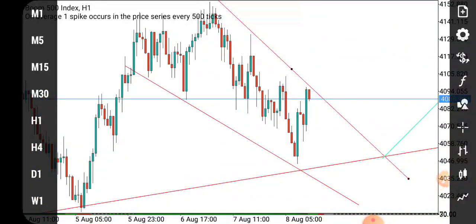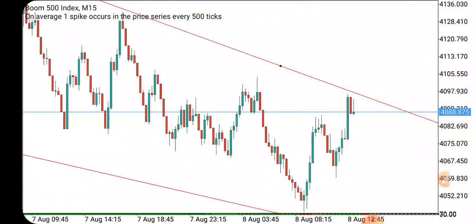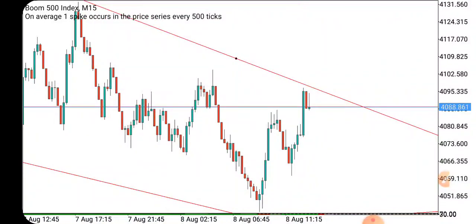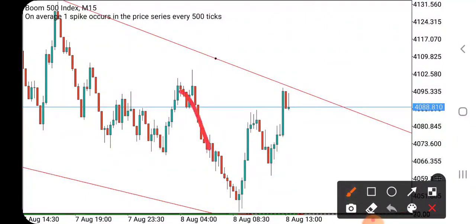If I go down to the 15 minute time frame, you are still going to see we are even having a sub W pattern. If you look closely here, look at the price push, come here, reverse, and we're expecting a push up. So everything is just showing me bullish for this week. I'm looking for spikes on Boom 500.